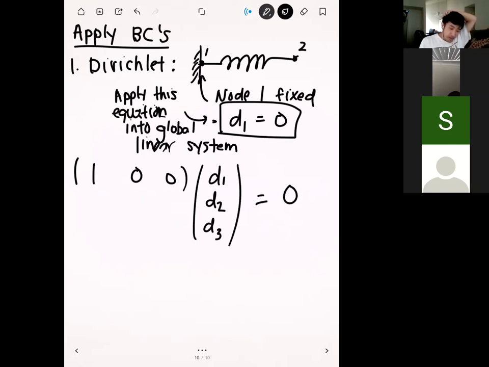Okay. And so if we have this matrix system right here, where we have a vector of 1, 0, 0, and then we multiply that by a column vector of D1, D2, D3, and you actually perform the matrix multiplication here, what you get is the same thing. So you get D1 is equal to 0. And the reason I wrote it like this is that in this form, this allows us to basically replace an entire row in the matrix with this expression. Okay.